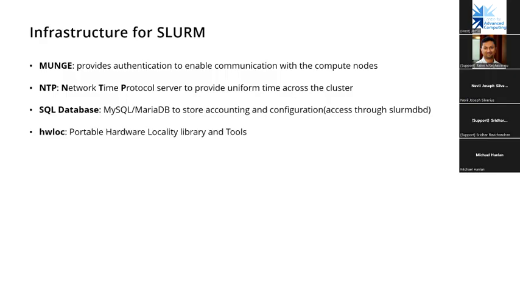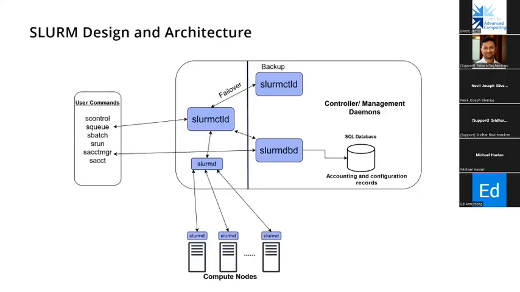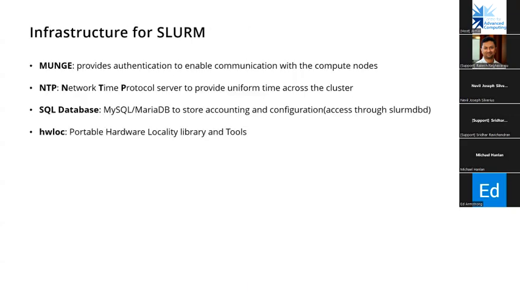SLURM doesn't work on its own. There are a couple of infrastructure pieces or libraries that we need for SLURM to run. One of them is munge keys. These are necessary to provide authentication to enable communication between the compute nodes, because we have different compute nodes, and if they need to communicate with each other, we need some sort of authentication, and munge is one of the authentication providers. And the second thing is network time protocol servers.